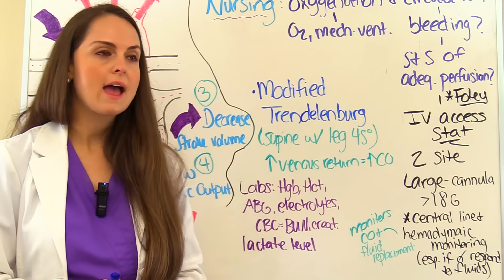Livers may not be working, building up more toxins, or kidneys. Looking at electrolytes, CBCs, looking at BUN, creatinine, telling us our renal function. Now let's talk about our fluid types used for the treatment of hypovolemic shock.